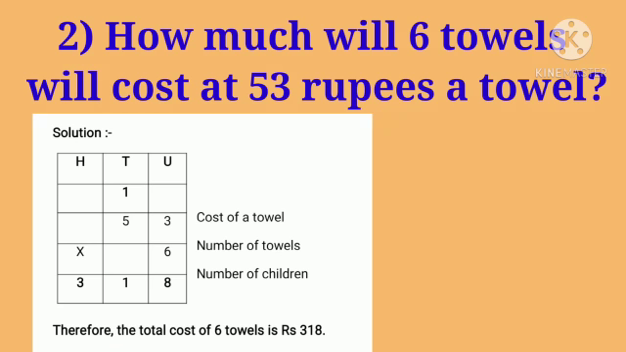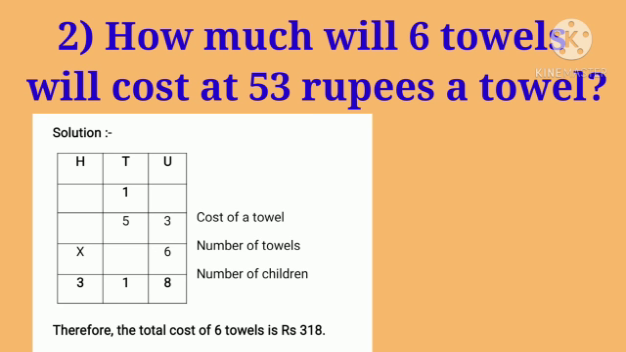Let's see the next one. How much will 6 towels cost at 53 rupees a towel? Again, we are going to solve it by vertical arrangement. We are going to draw the columns and start solving the sum. So, cost of a towel is 53. Number of towels is 6.